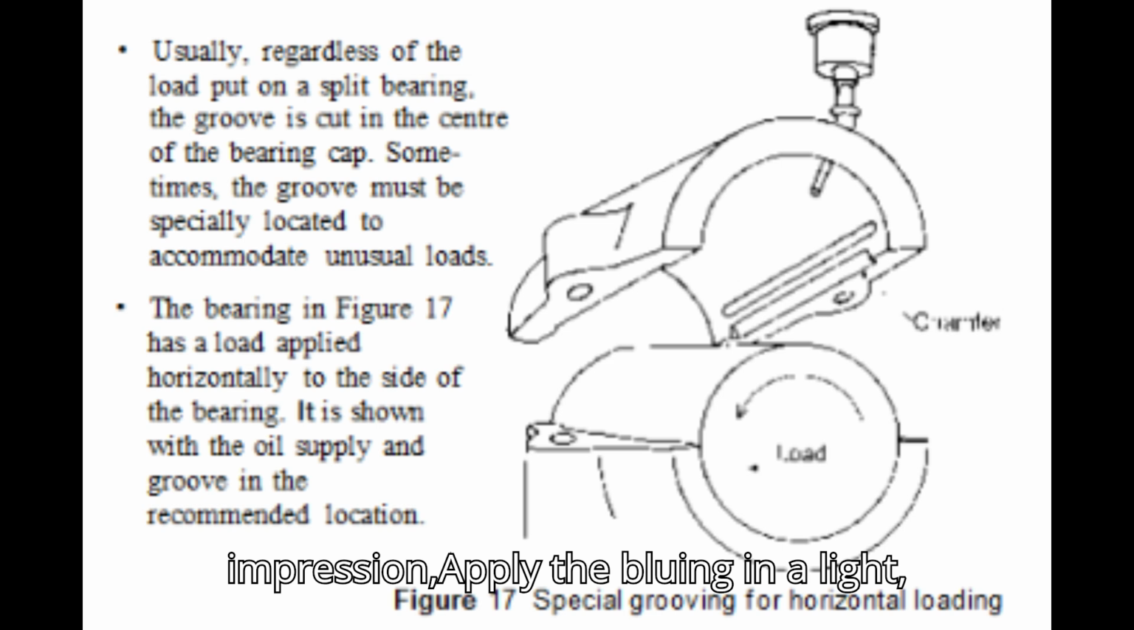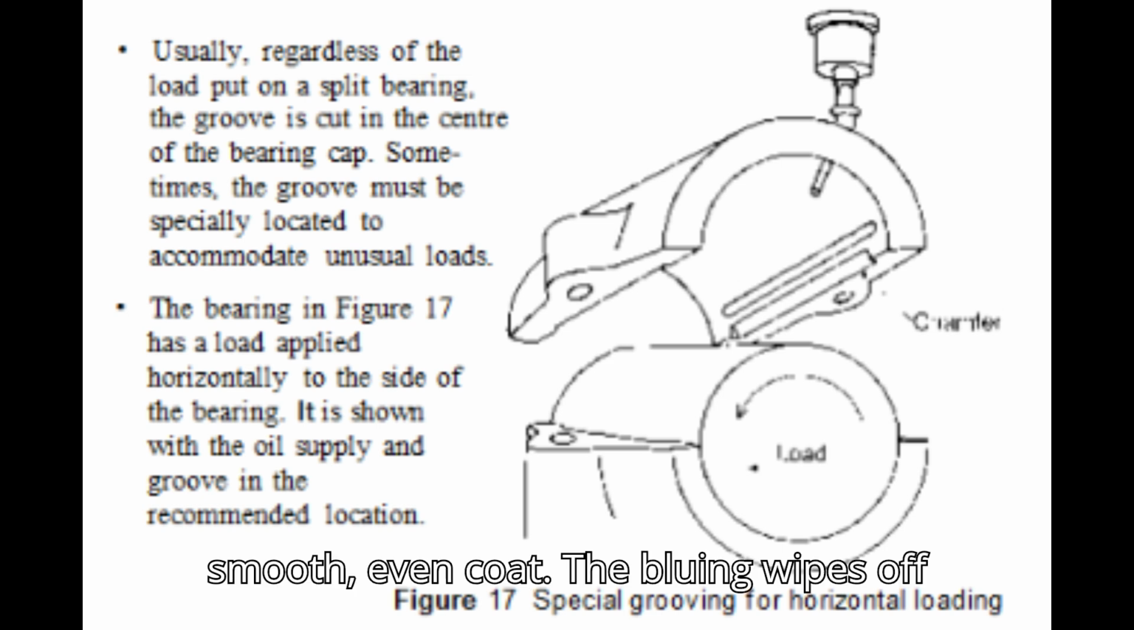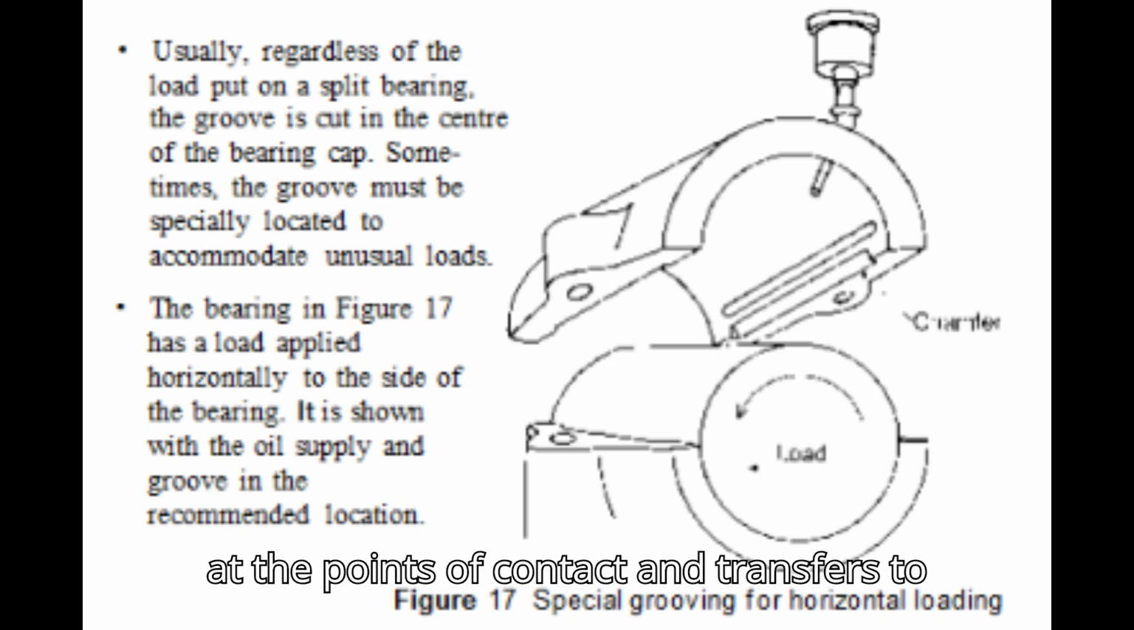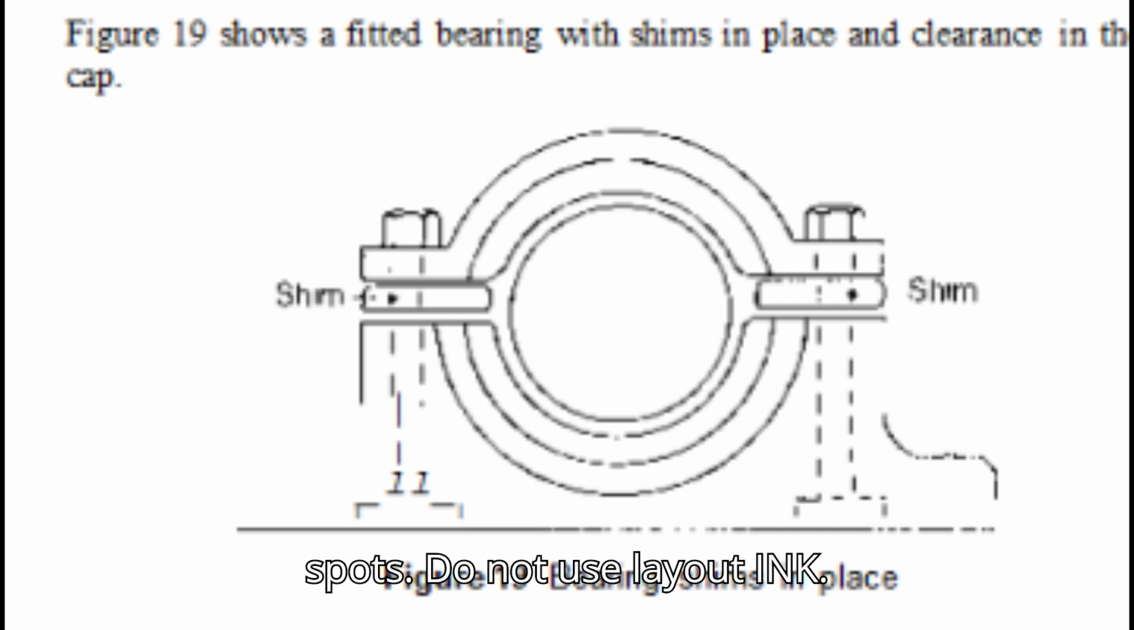For a good impression, apply the bluing in a light, smooth, even coat. The bluing wipes off at the points of contact and transfers to the bearing surface to show the high spots. Do not use layout ink.